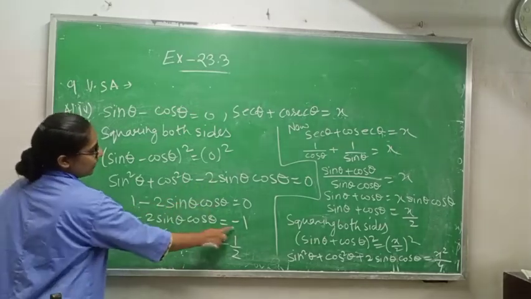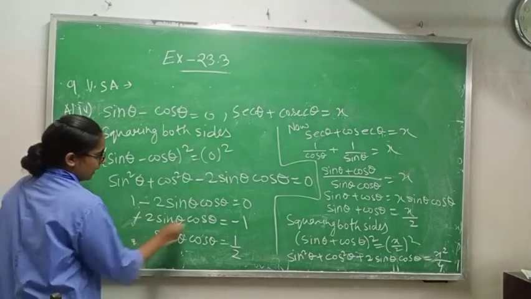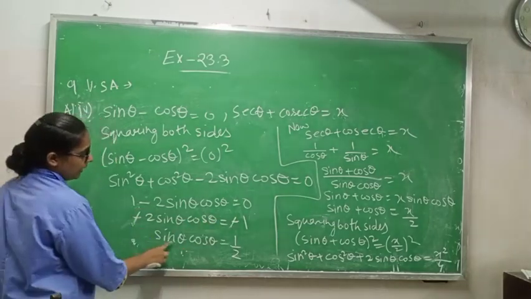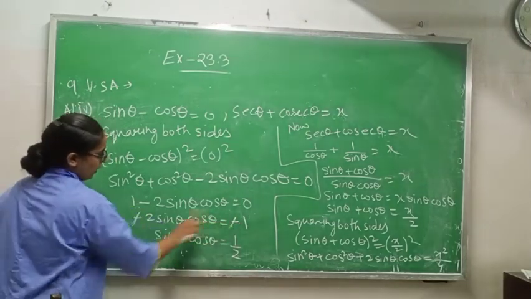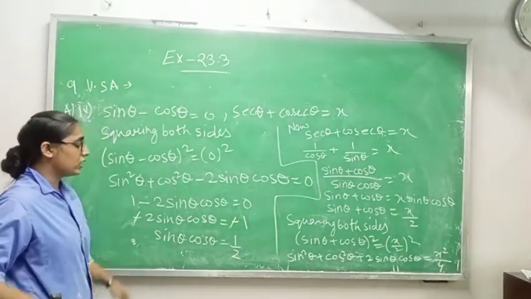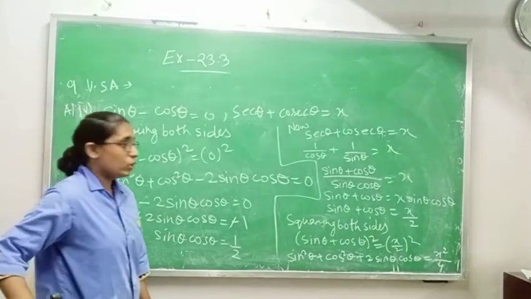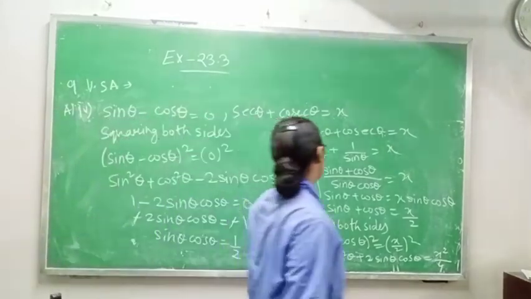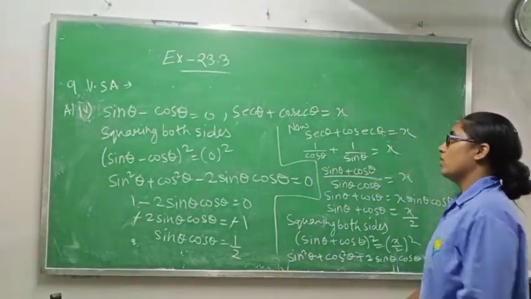Now plus 1 will go to that side and become minus 1. Minus minus will cancel out. So 2 sin theta cos theta equals 1. This 2 will go down, it will become 1 by 2. Means sin theta cos theta we are getting as 1 by 2. This type of sums we have done already up to here, I think so.